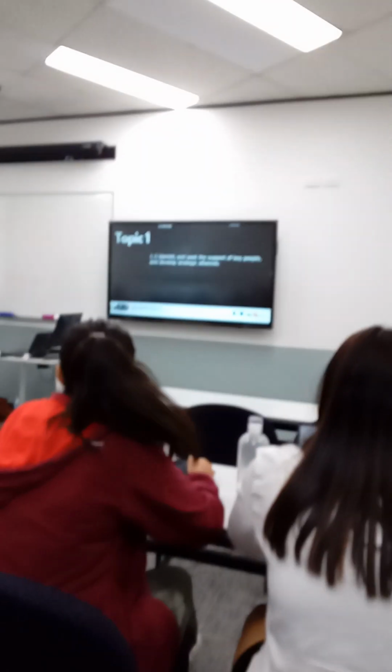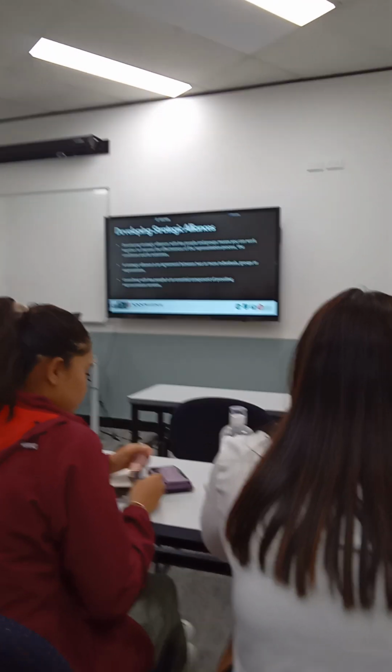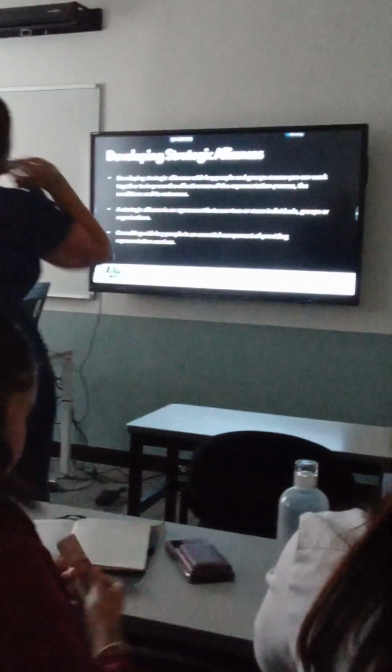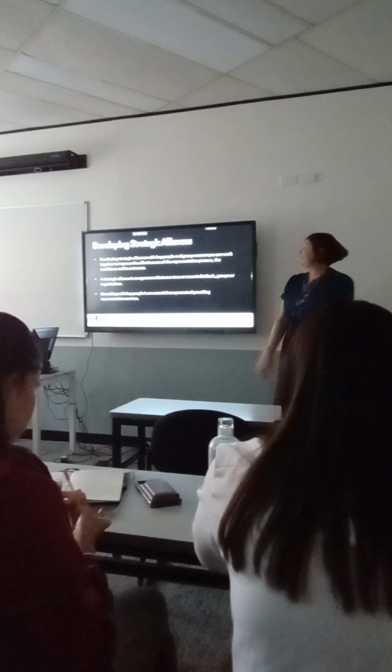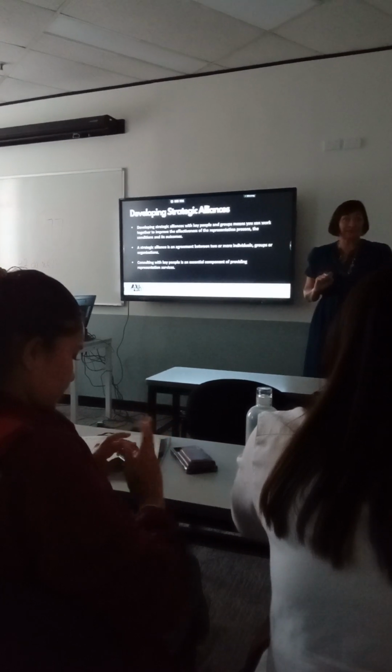Okay, topic 1.2: identify key people and develop strategic alliances. Strategic alliances are basically partners. A strategic alliance is a relationship with someone that's going to benefit us. We need to develop alliances and partnerships with key people and groups, so we can work together to improve the effectiveness of the representation process.